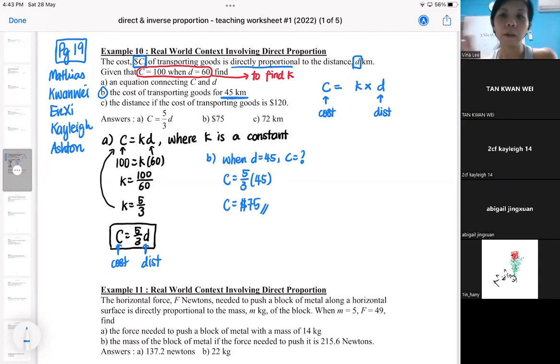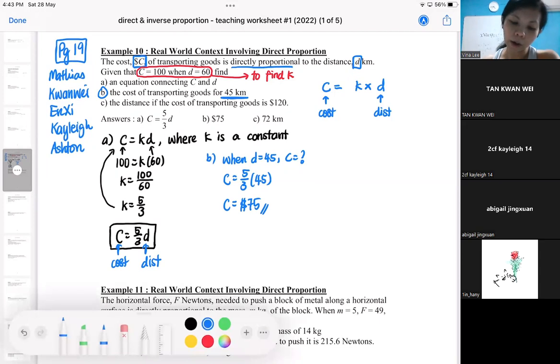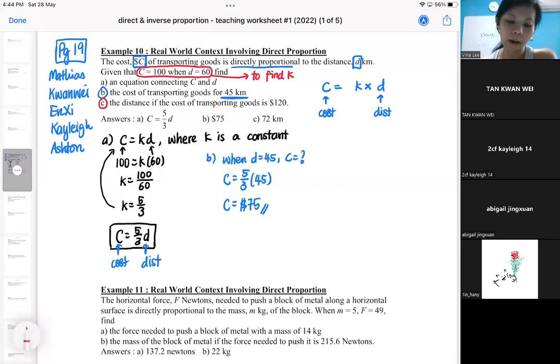So don't be put off because it's a very lengthy question. The procedure is very much the same when you pick out the important algebra. So that also helps us in the last part. In the last part, you are asked to find the distance if somebody pays 120. So what is that 120? That 120 is the capital letter C. So it's a bit of English and a bit of comprehension.